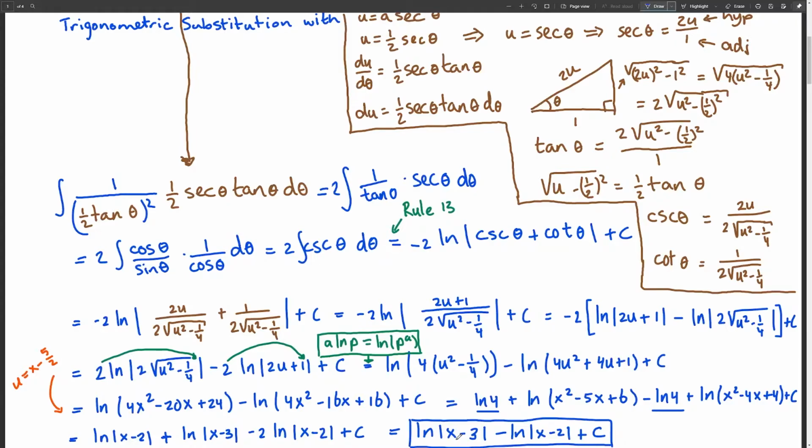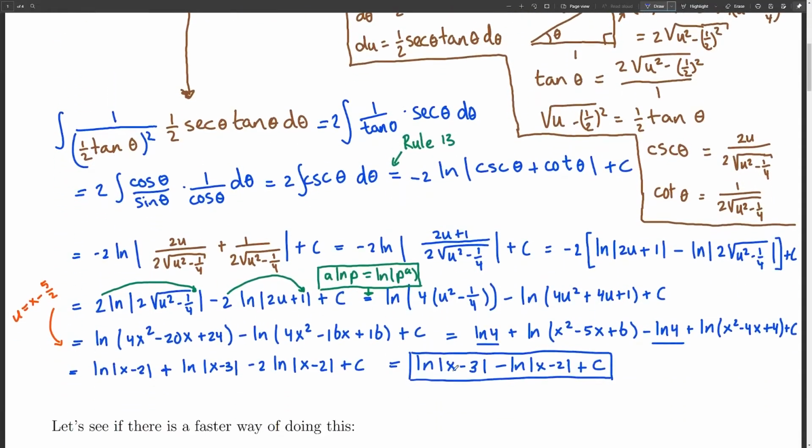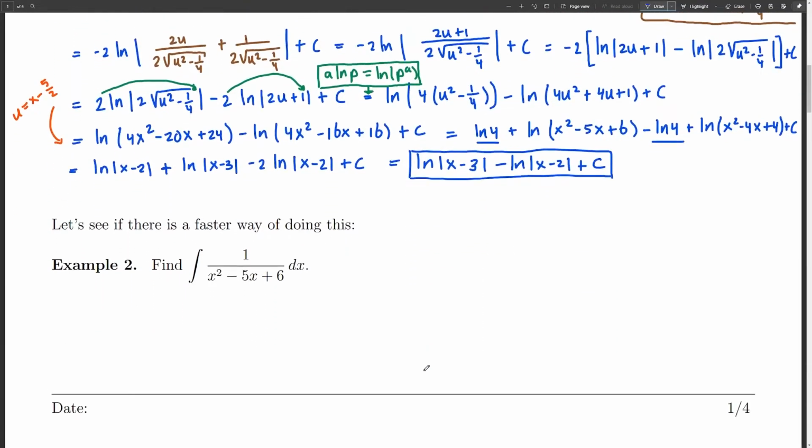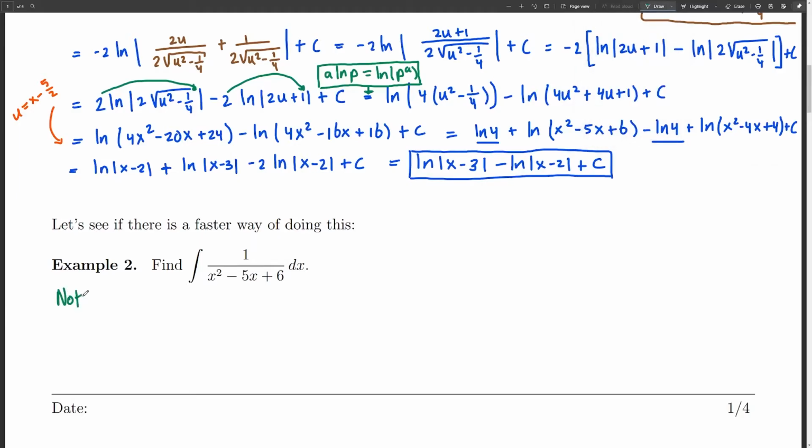So what we can ask ourselves now is, can we find that answer a bit quicker? Because the x squared minus 5x plus 6 actually factors into x minus 2 times x minus 3. So that seems too much of a coincidence that we got that answer. So we'll now find a faster way of finding the integral of 1 over x squared minus 5x plus 6.